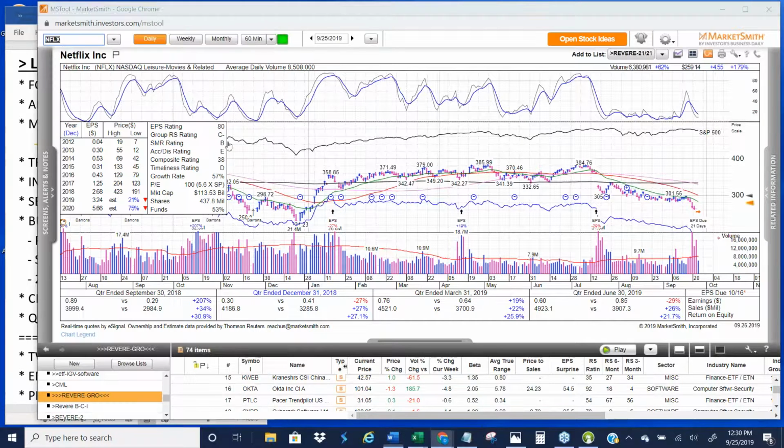Some other examples, let's look at Roku. Man, this was... of course, doing a webinar, we want MarketSmith to act slow, right?